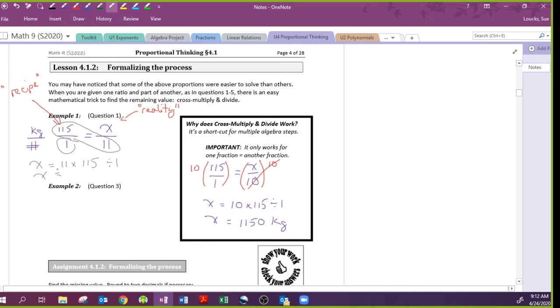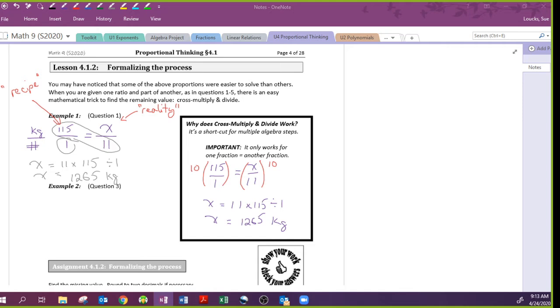11 times 115 is 1265 kilograms. And I'm going to fix that over here because otherwise people are going to look at my notes and wonder what the heck I was doing. 11, 1265. Okay. So of course, if you have questions, you can ask me.